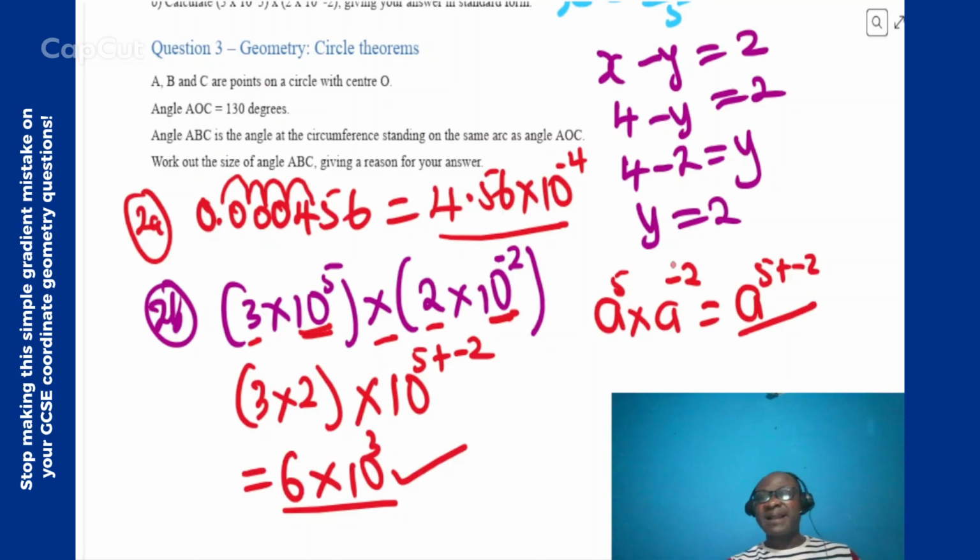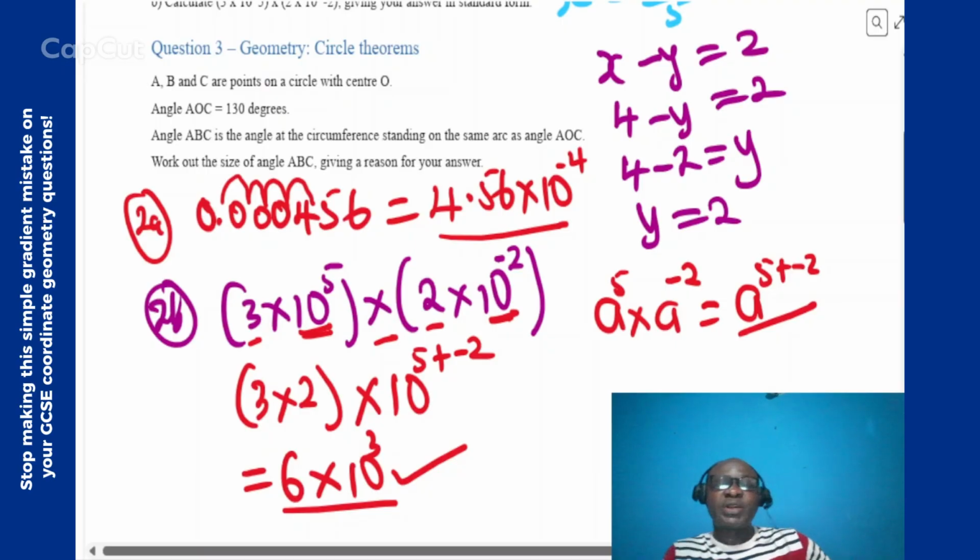All right. In number 3, it is the type I said we just concluded on. If you look at it, it appears a word problem, but it is a circle geometry. Because it is not drawn, it may look a bit confusing, but if you look very closely, you notice that the terms and the language used actually reflect everything we have said in the past. Look at it. A, B, and C are points on a circle with the center O.